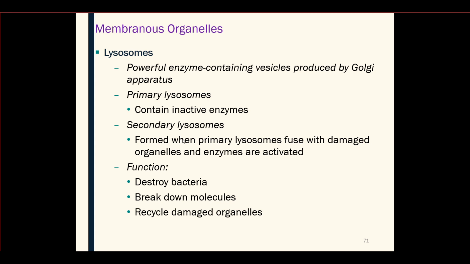So these are formed when the primary lysosome fuses with a damaged organelle, as an example, and the enzymes are activated. So let's just say, as an example, a mitochondria inside the cell becomes worn out. Right? It's not functioning properly. What will happen, guys, and I'll show you a picture in a minute, is the lysosome will attach to the mitochondria. Now it becomes activated. We call it a secondary lysosome.